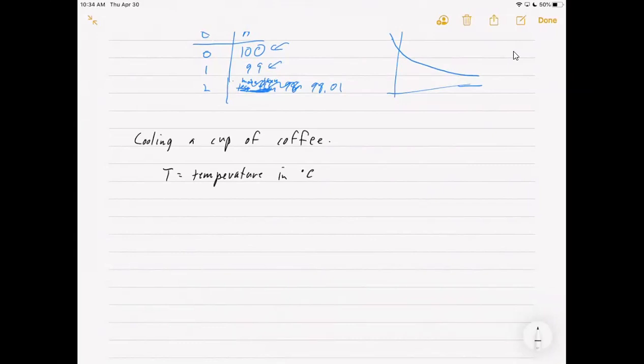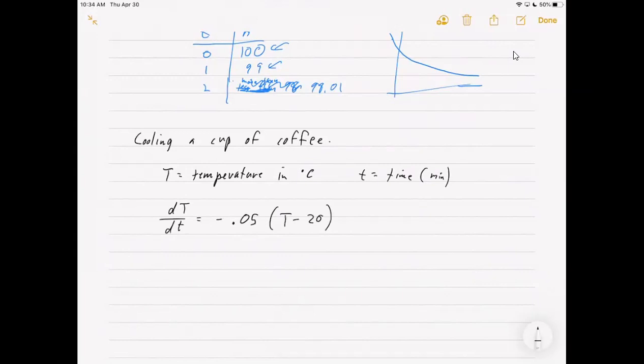All right. We'll let little t equal the time, but this time it wouldn't make sense to talk about years. Clearly, I'm not going to have my coffee sitting around for years. Let's look at the time in minutes. You could do it in seconds, but we'll do it in minutes here. All right. So I'm going to write a differential equation. And it's going to look more like this.